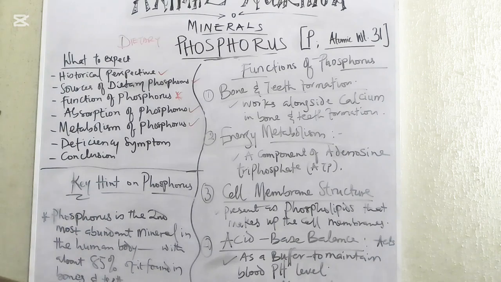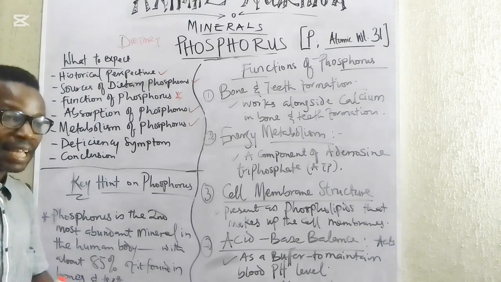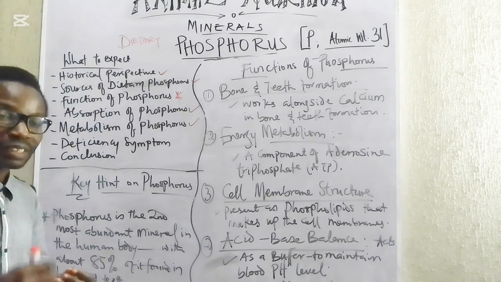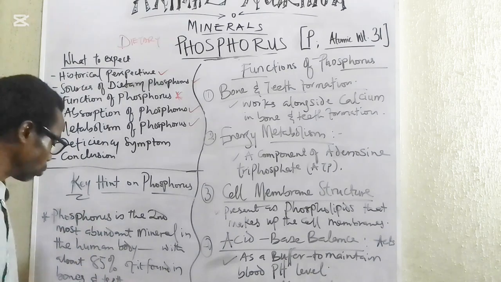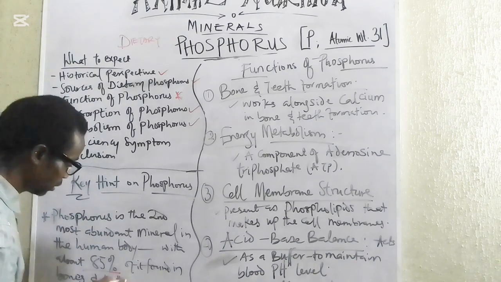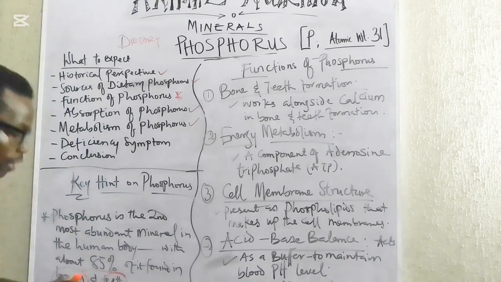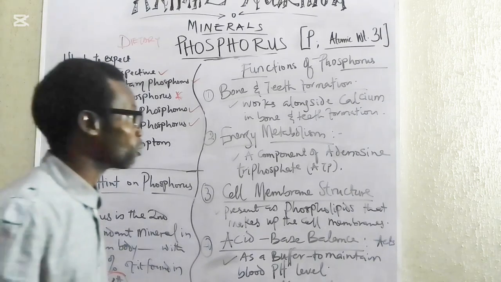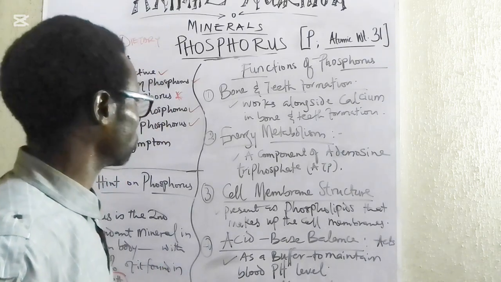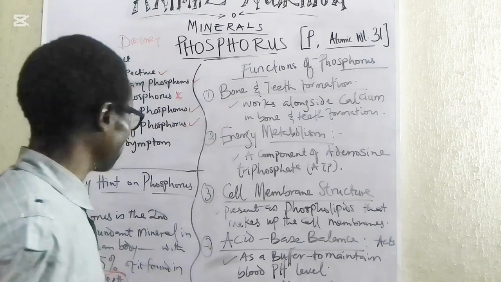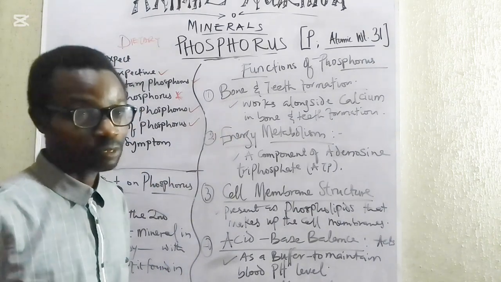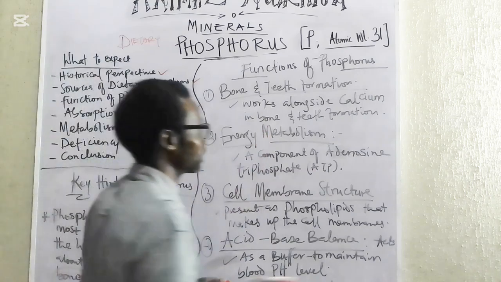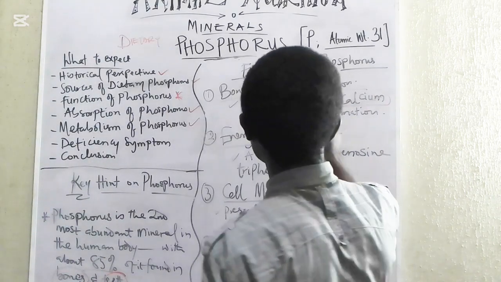about 85% is found in the bones. And if you want to talk about the teeth, or for birds the beak, it is for about this percentage. Now let's go to the functions, where it actually boils down to it. Talking about the bones and the teeth, phosphorus helps in the formation of the bones and teeth. So phosphorus alongside calcium helps in the formation of teeth.